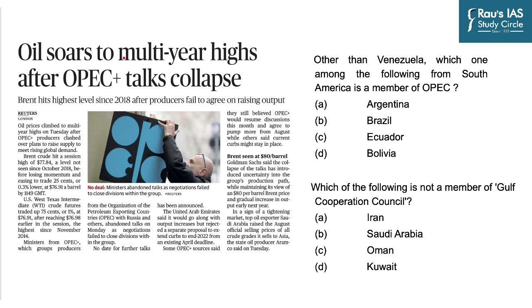Now the next small news has been taken from page number 12. Oil soars to multi-year highs after OPEC plus talks collapse. We know how oil prices have impacted all of us, and they are mainly because the group of countries which has complete monopoly over the production of crude oil has decided to cut the production. Since they are the major suppliers of crude oil, if they cut down the supply, the prices are going to be high. And this is what is happening.